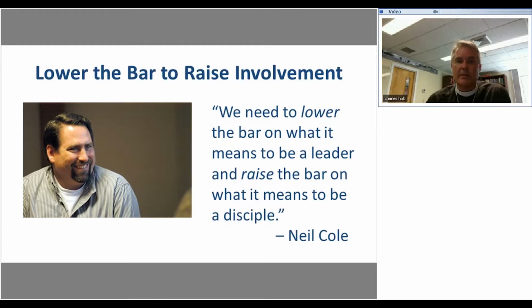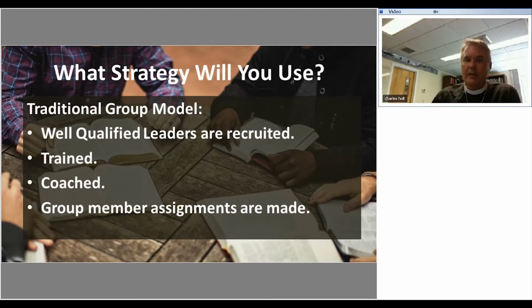So let's talk about strategy a little bit. In one way, there's a traditional way that small groups have often been implemented in the life of a congregation. And that model often is we get well-qualified leaders that are recruited, we train them up and make sure that they've had weeks and weeks of training, that they're well-coached and under an accountability structure, and then we handpick who's going to be in each one of those groups. And I think this old model or old strategy is being replaced with a new strategy that is actually more effective in reaching more people for the Lord.